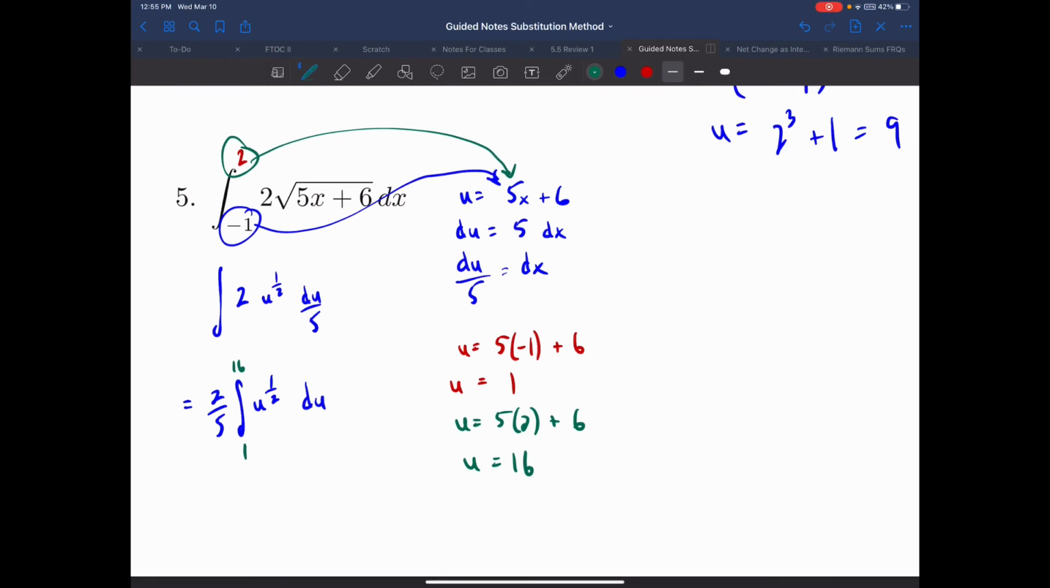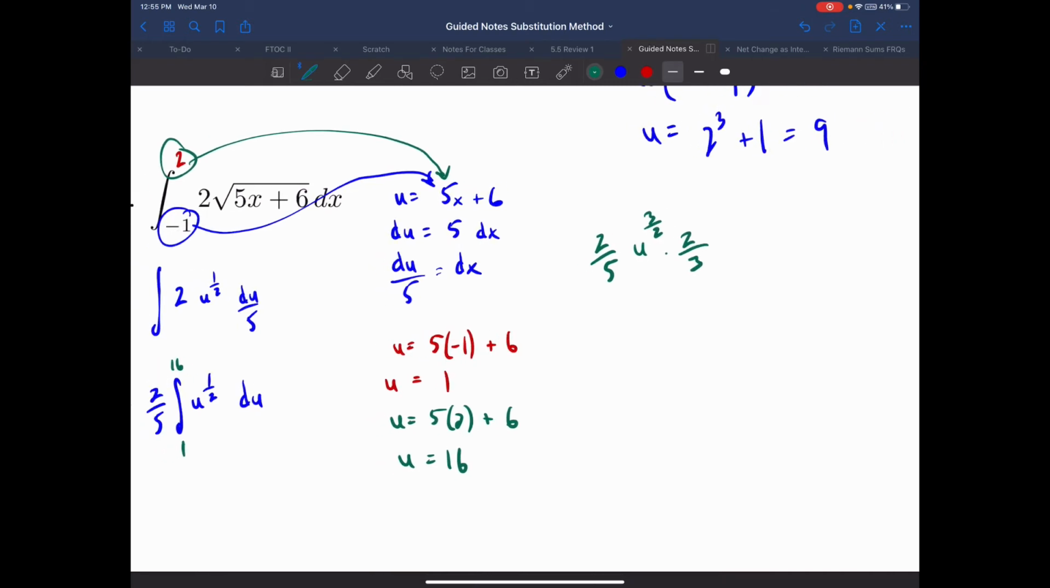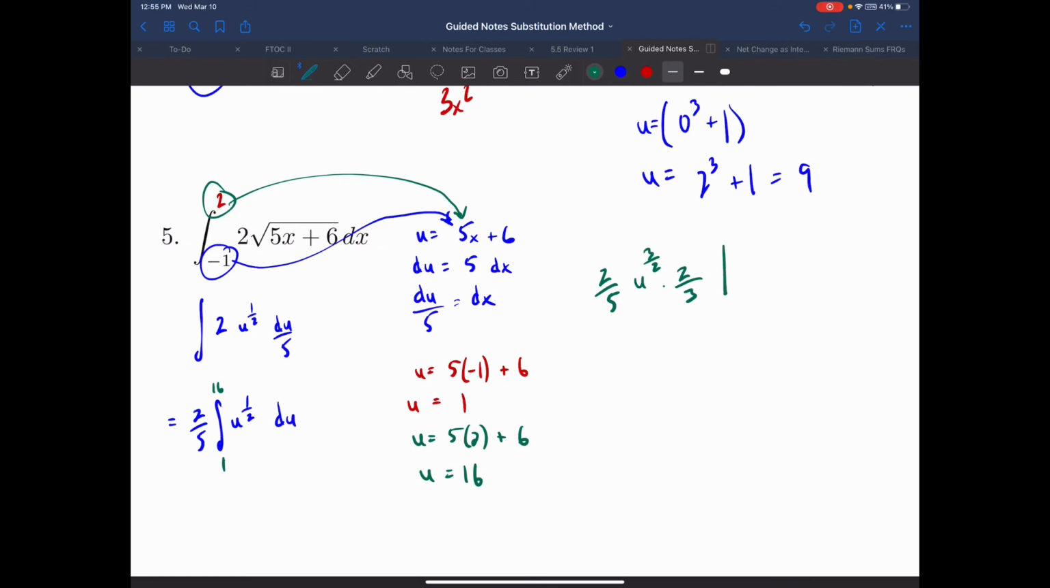So this would be 2/5 times u to the 3/2 divided by 3/2, which would be times 2/3, evaluated from 1 to 16. And then I clean that up, so that'd be 4 over 15 u to the 3/2 evaluated from 1 to 16.